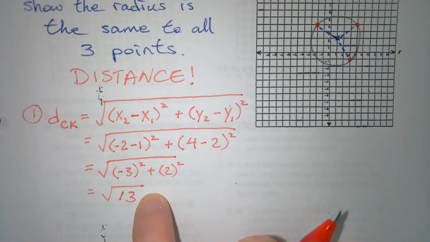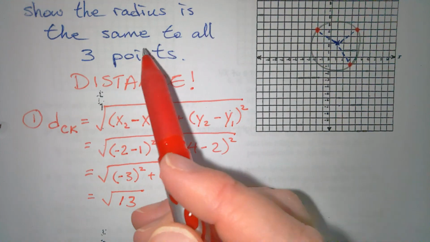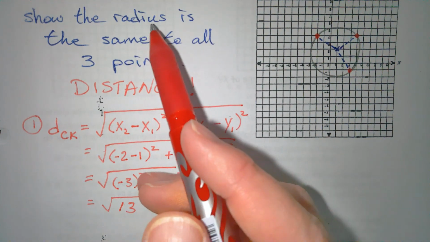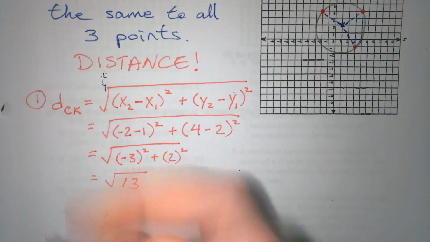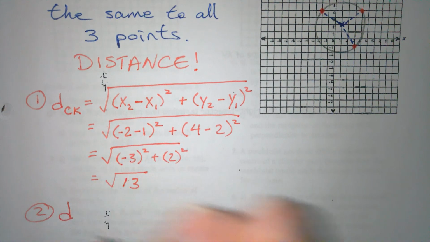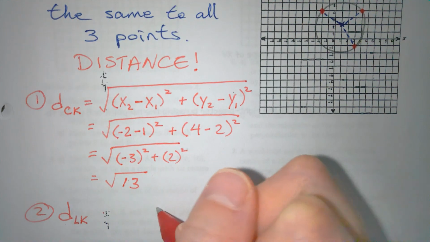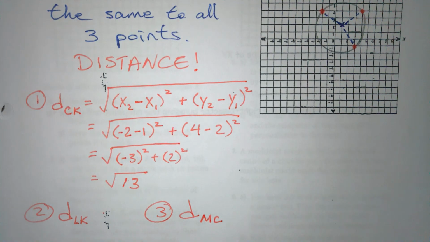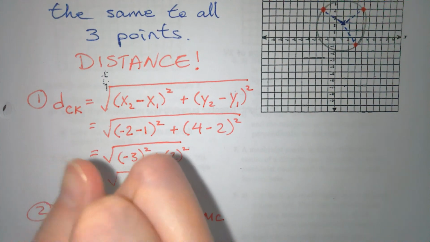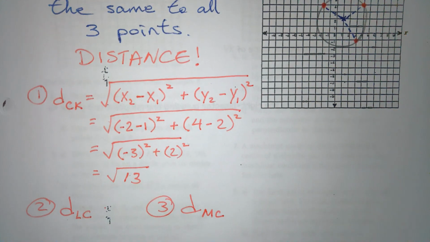Do I need to actually square root it? No, leave it as like this. Why? Because remember my point was not finding out how long that distance is. I just want to find out that all 3 are the same. So then the second time I'm going to do the same thing. I'm going to check the distance between L and C, and then third, the distance between M and C.